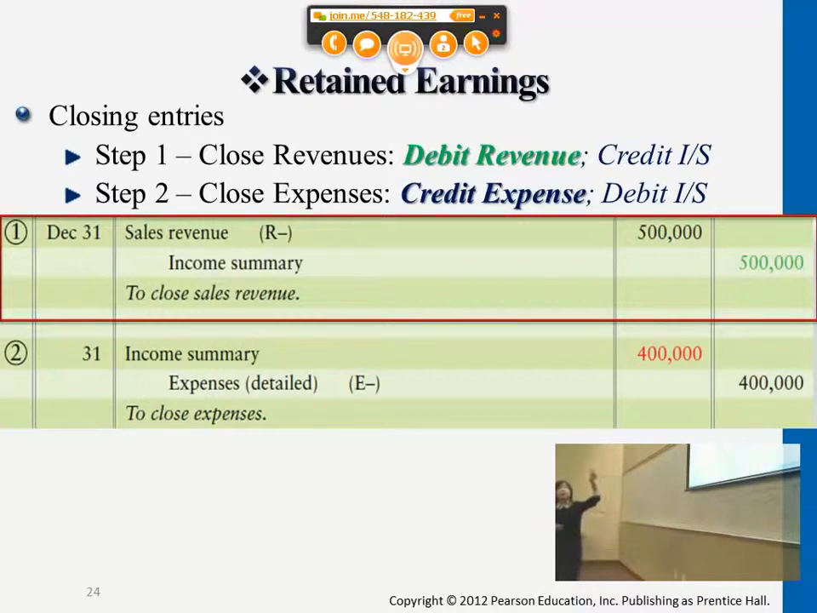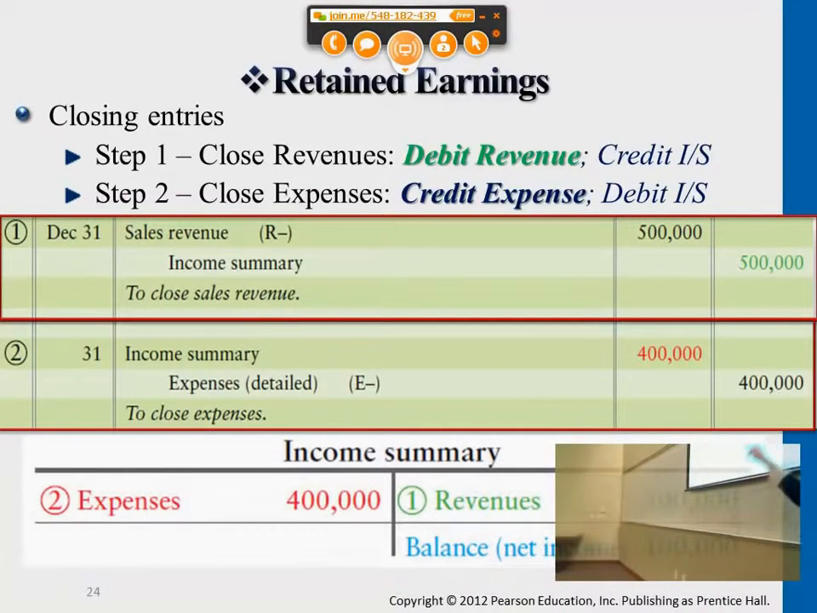So here's an example, just very simple. If we have sales revenue $500,000, and we want to close it at year end, we would debit sales revenue. Again, if we want to zero out accounts, we would post it under the opposite section, opposite direction. Okay, so sales revenue, the normal balance is the right side. When we close it out, we would debit this account.